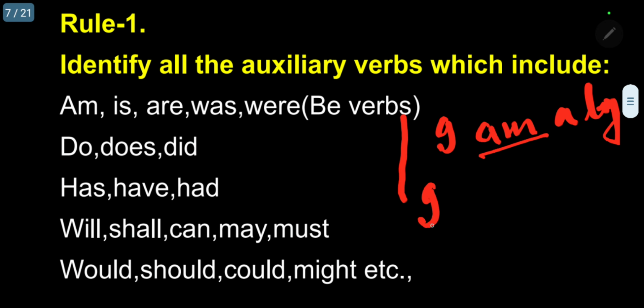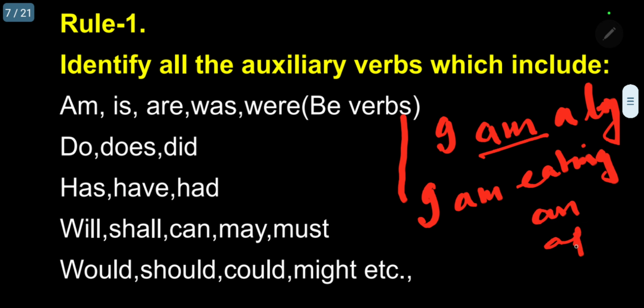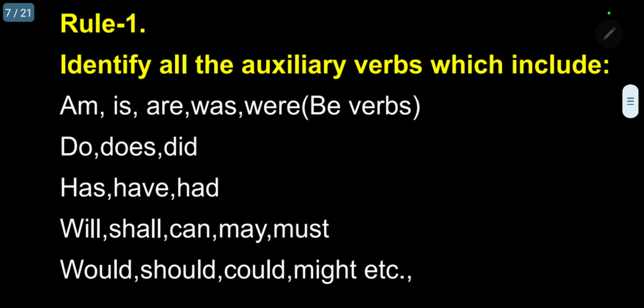Now I can give another sentence. I am eating an apple. So am is the auxiliary verb, eat is the main verb. Correspondingly, the gerund, ing, is coming. So here, eat is the main verb, and am is acting as an auxiliary verb. Please follow. The same way we can write for all cases.